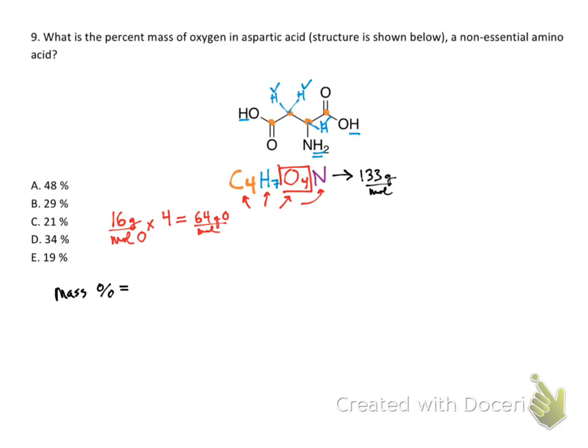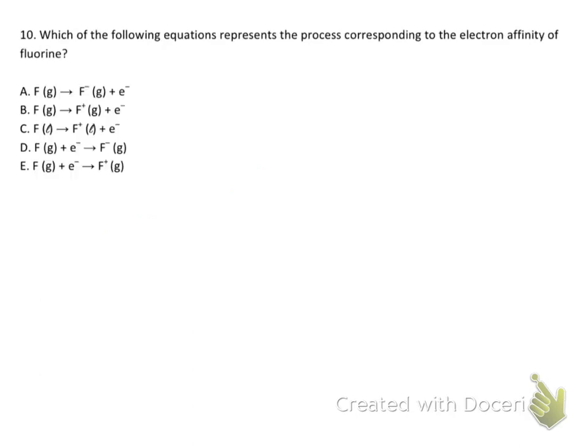So the percent mass for oxygen is going to be equal to the 64 grams per mole of oxygen divided by the 133 grams per mole of aspartic acid. And since it's a percentage, we're going to do this all times 100, and we'll end up getting 48.1%. This question wants to know which of these represents the process of the electron affinity of fluorine.